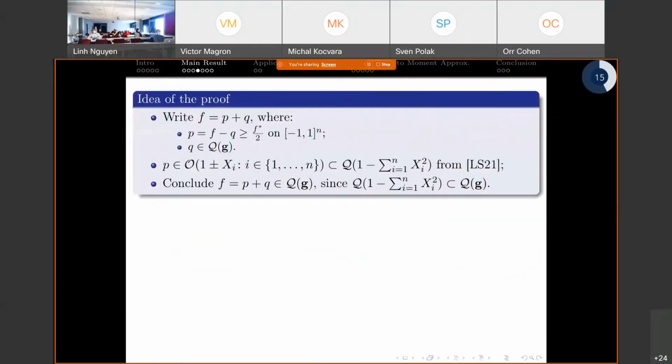So you can fall asleep if you want when I explain briefly the idea of the proof. So the idea is the following. You write f as p plus q, where p, or f minus q. There's a question.